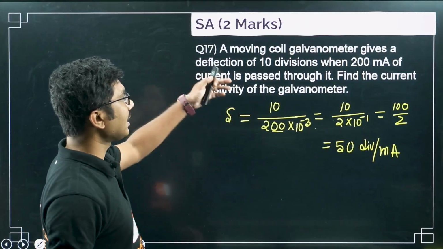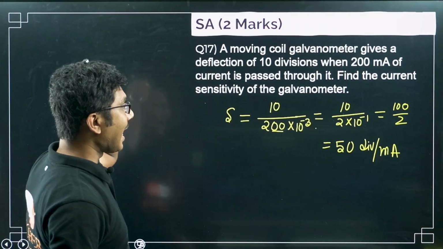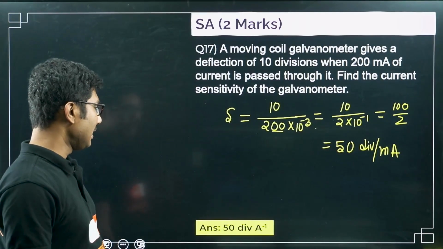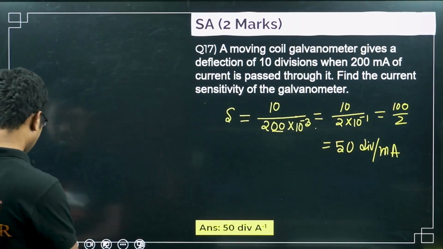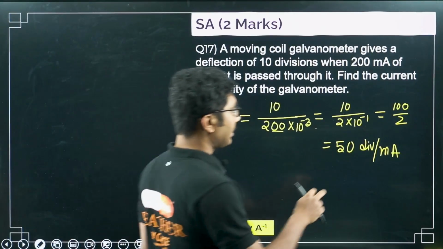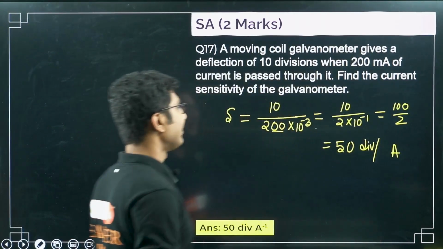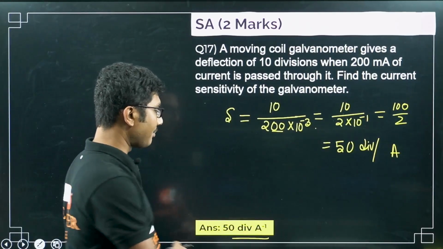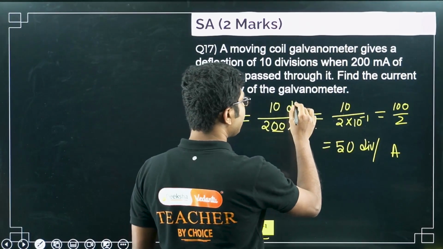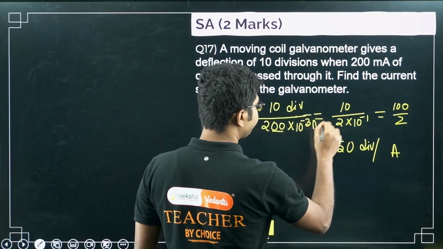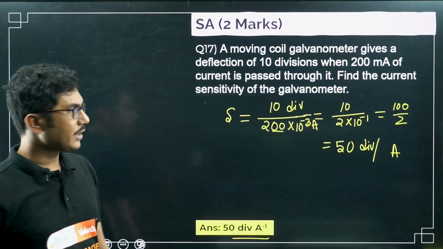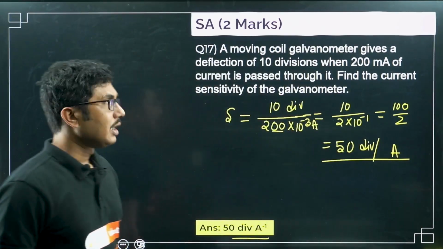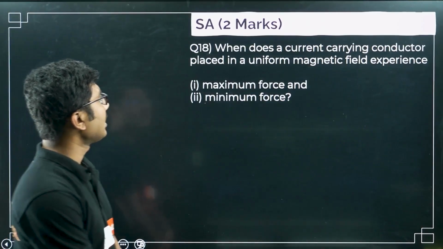So 10 divisions for 200 milliampere. The correct answer is not per milliampere, my mistake, it will be per ampere. 50 divisions per ampere, we have converted into ampere, right? So the answer will be 50 divisions per ampere. This is the number of divisions, this is the amount of current. Milliampere to ampere you have to convert, so the answer will be 50 divisions per ampere. Okay, got it? Next question, question number 18.